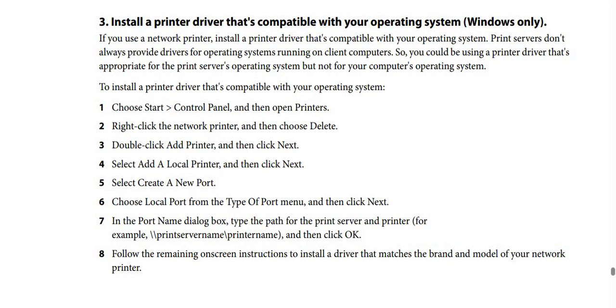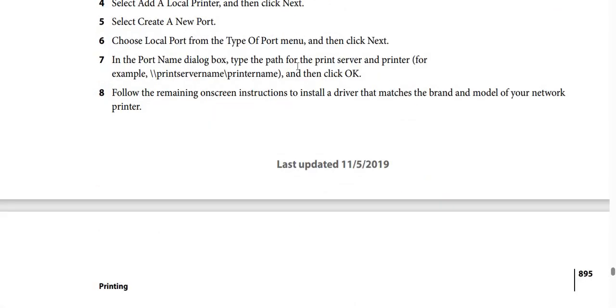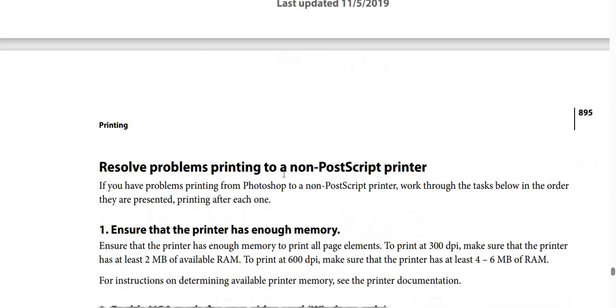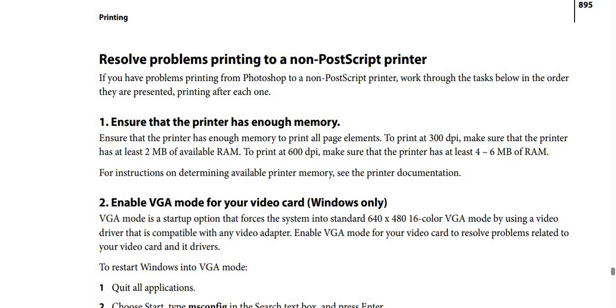Number 5, select Create a new port. Number 6, choose Local Port from the type of port menu and then click Next. Number 7, in the port name dialog box, type the path for the print server and printer, for example, print server name and printer name, and then click OK. Step number 8, follow the remaining on-screen instructions to install a driver that matches the brand and model of your network printer.